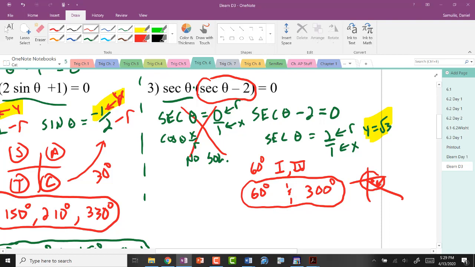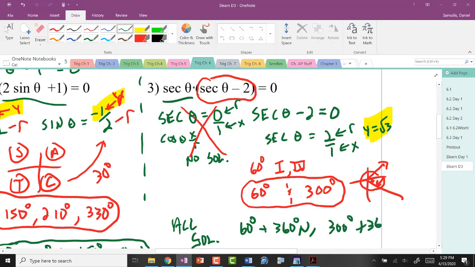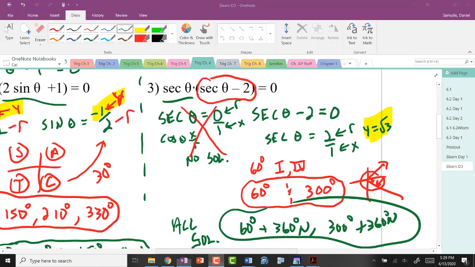All right, so here's 60 and here's 300. So to do all solutions, like I said, I'm trying to do two things at once, so I have to redo examples. These are not connected in any special way, so we do get to just tack on a 360n. I'm not going to explain that anymore, for time purposes. So, done with that one.